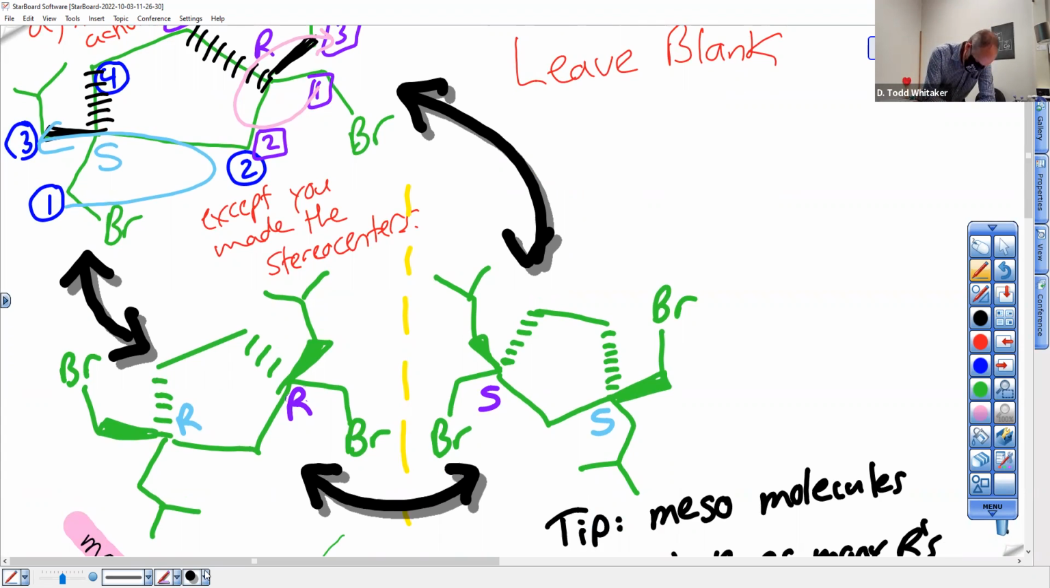What's the relationship when both stereocenters are opposite? Enantiomers or diastereomers? E. What do you call it when one stereocenter, in this case, the blue is the same, but the purple is different? D. And these two, the purple stayed the same and the blues are different. D.